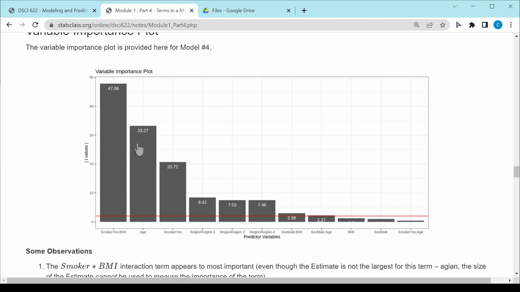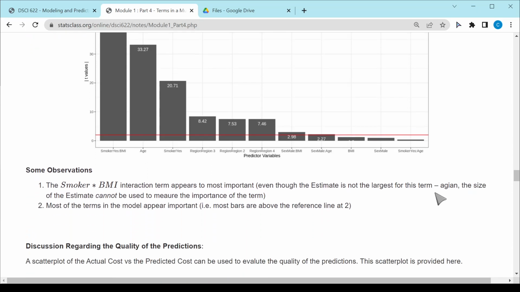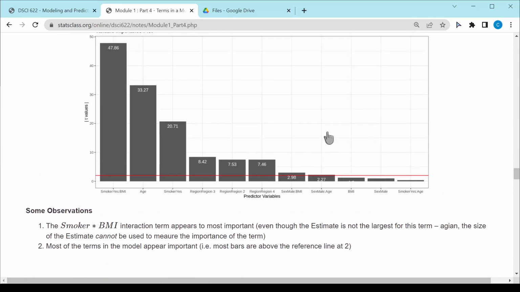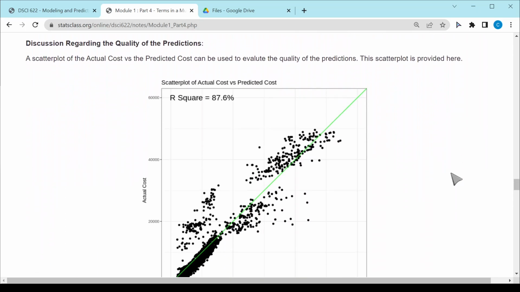Certainly age is important. That's next here. Smoking status comes into play, and then it moves down from there. Even though this model is pretty complex, many of these variables are bigger than that red line, or taller than that red line. That red line, again, has that 2. You can also maybe adjust that down to 1.5 as well, as some people do, as I've said before.